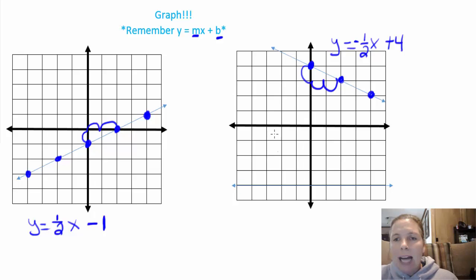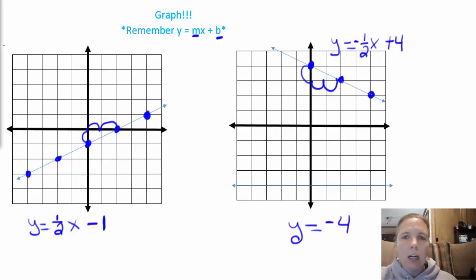Okay, it crosses the y-axis. So we know it's going to be y equals -4 because it crosses the y-axis. Let's put one in right here. Let's do this one. Sorry, I don't have a straight line there. This crosses through the x-axis, so it would be x equals -3. Okay? So you just have to have your slope and your y-intercept. That's it.